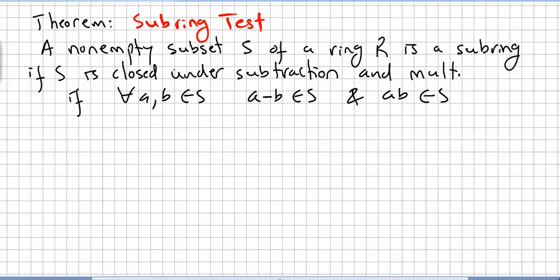As happened with groups and subgroups, we also have a test for subrings. Let us call it the subring test, and this is a theorem. A non-empty subset S of a ring R is a subring if S is closed under subtraction and multiplication. So this is the test: if for all a and b in S, a minus b is in S and a times b is in S, then we can say S is a subring of R.